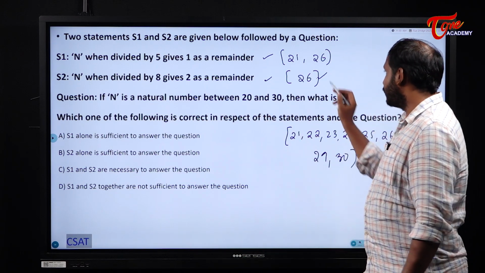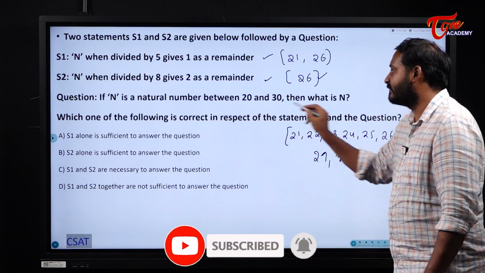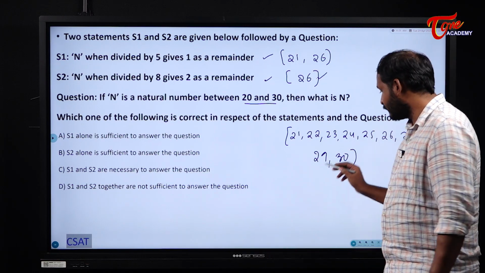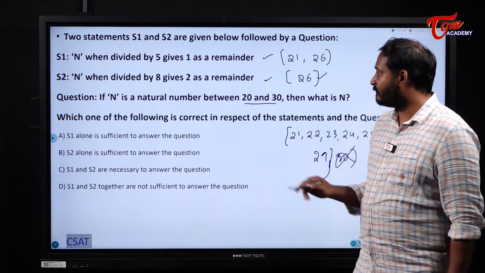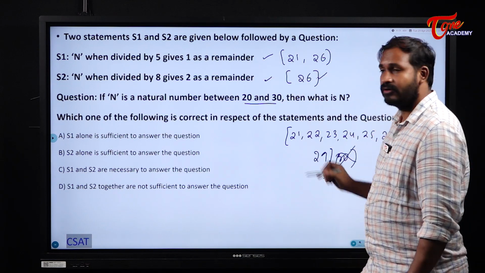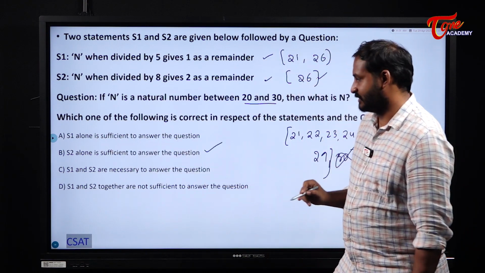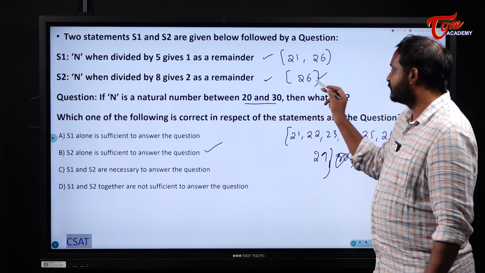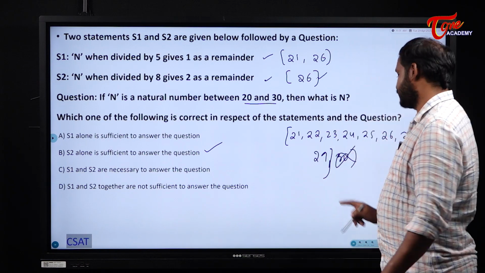Why am I taking only 21 and 26 from the given range? Because n is a natural number between 20 and 30. Between means I cannot take 30 also. So 21 to 29 are the possibilities I have. With the first statement, I will have 2 chances. Even in the second case, I have only one choice, that is 26. So, statement 2 alone is sufficient to answer the given question. Why? Because with statement 2 itself, I can say that only one number is there for n, that is 26.